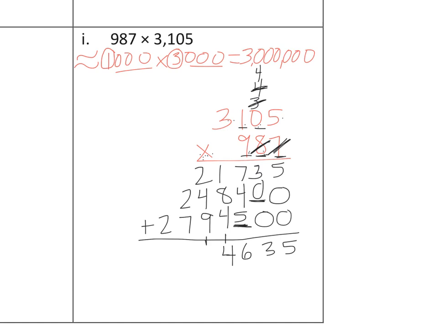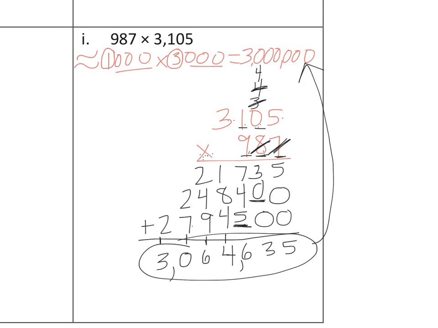So I know 9 and 1 is 10, and I know 2 and 4 is 6, so 10 plus 6 is 16, so 6 in the 10,000s, and regroup my 1 in the 100,000s. And then 2 plus 7 is 9, plus 1 more is 10, and regroup my 1 in the millions, and then 2 plus 1 is 3. And so you can look at it, we have 3,064,635.